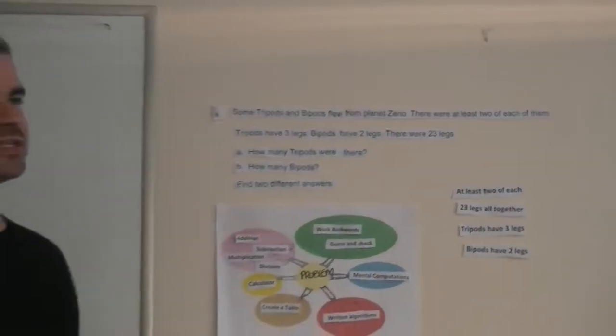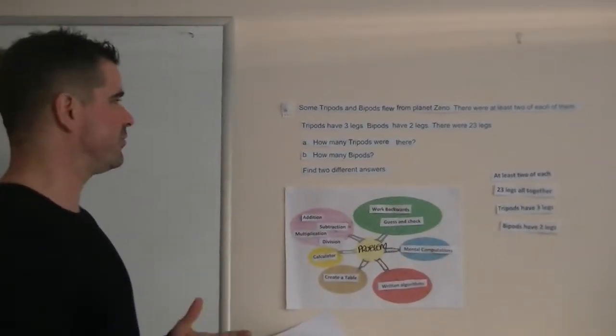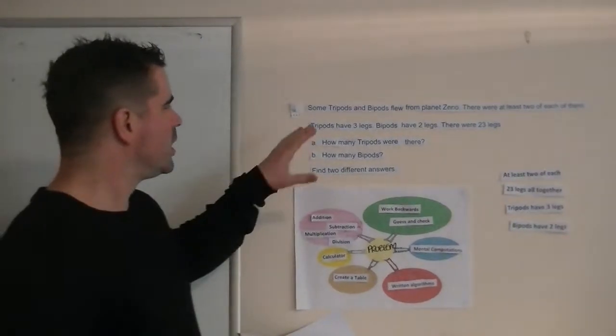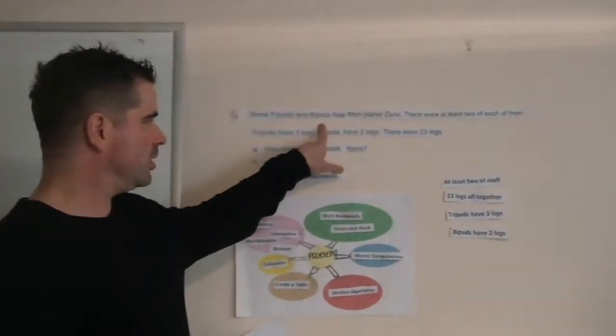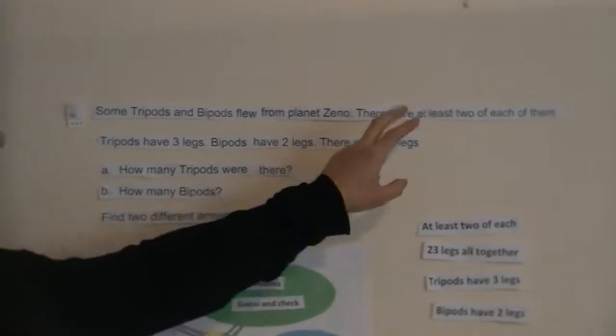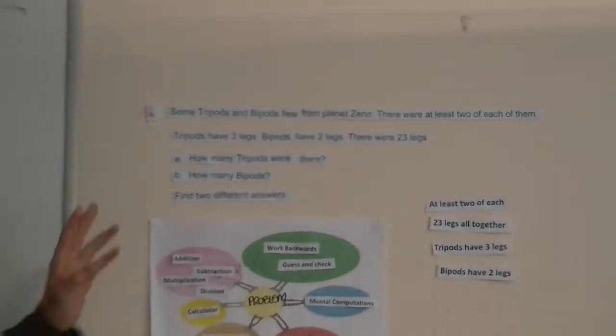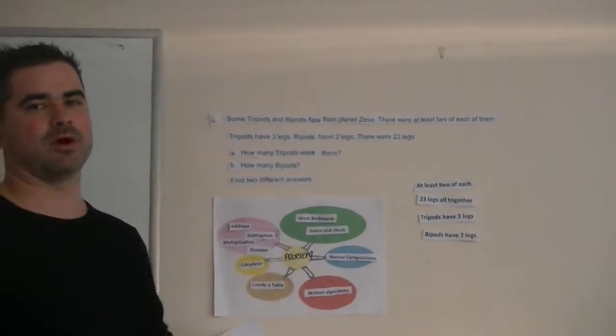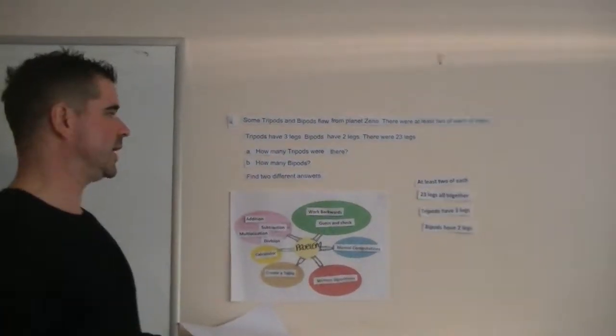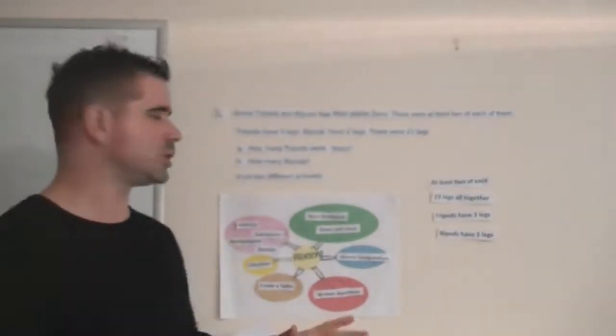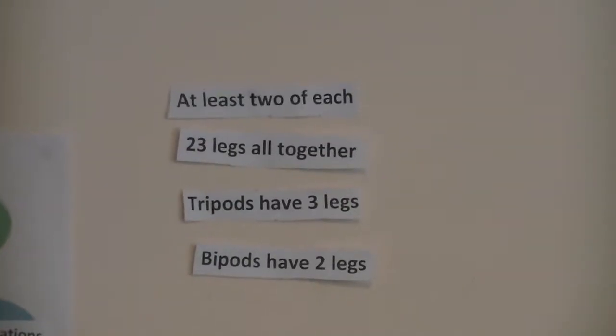Now, first in understanding the problem, what we must do is break it down. So the question is really asking how many tripods and bipods flew from the planet, ensuring there was at least 2 of each, totaling a total of 23 legs. The key words to focus on are at least 2 of each of them, 23 legs altogether, tripods have 3 legs and bipods have 2 legs.